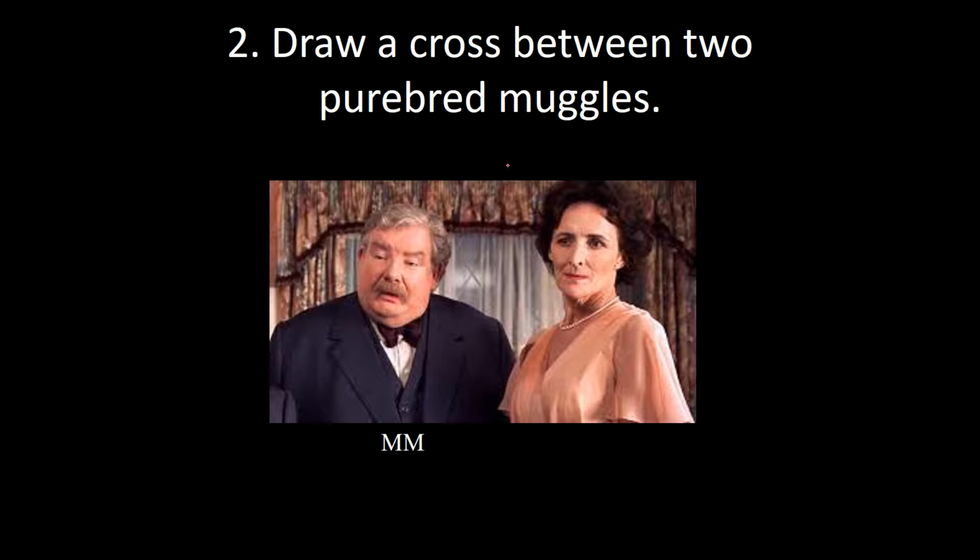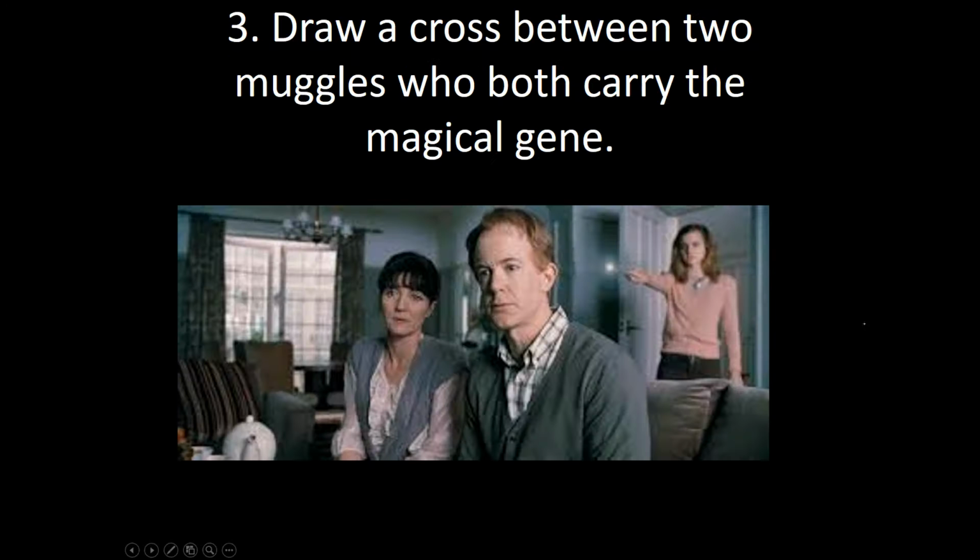Nope, capital M is for Muggle. So if we have two capital M's, that is how we get a Muggle. And then if we have another two capital M's, we have another Muggle. So if I'm going to draw two purebred Muggles, I will say capital M times capital M, capital M.